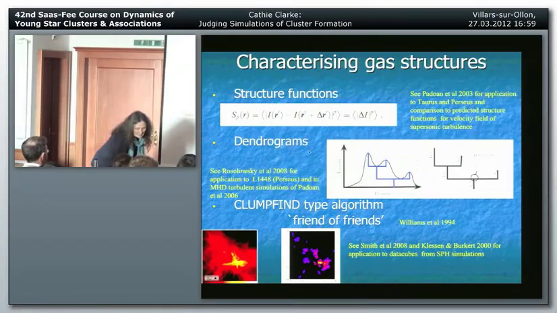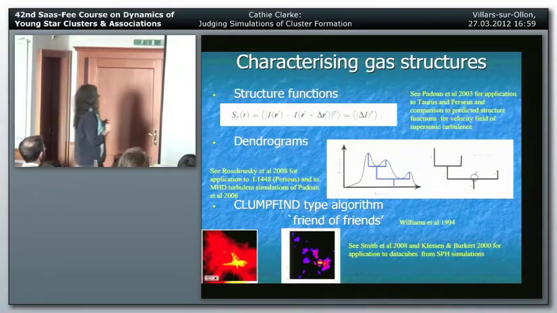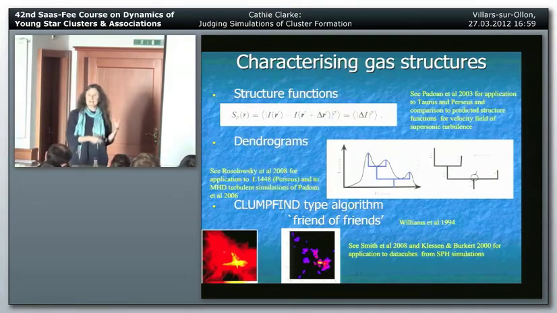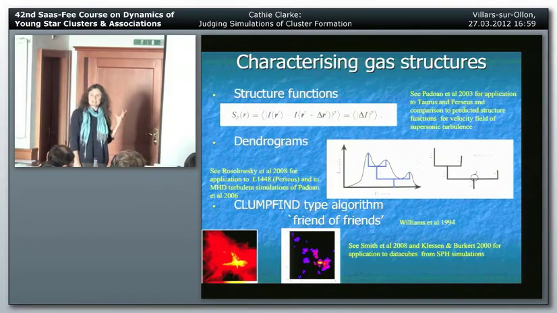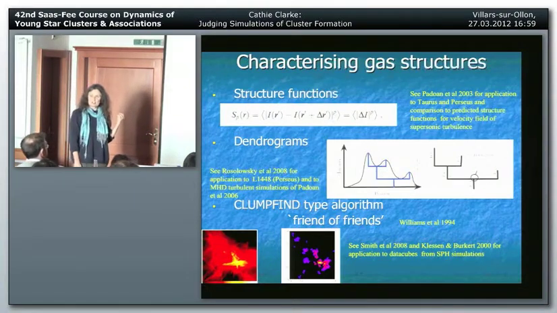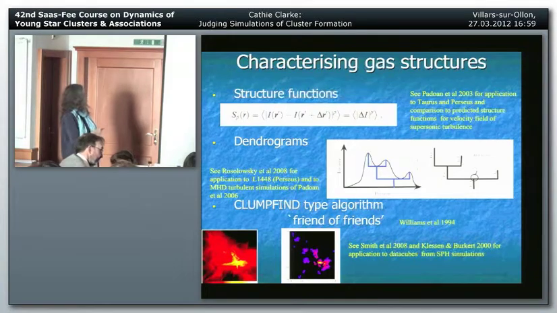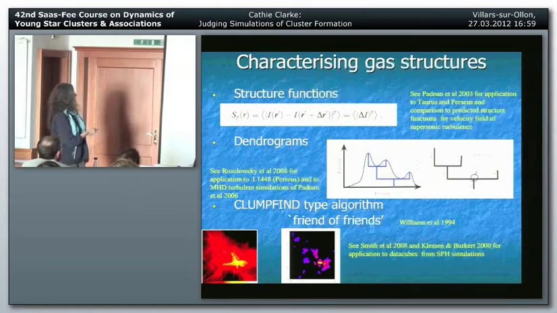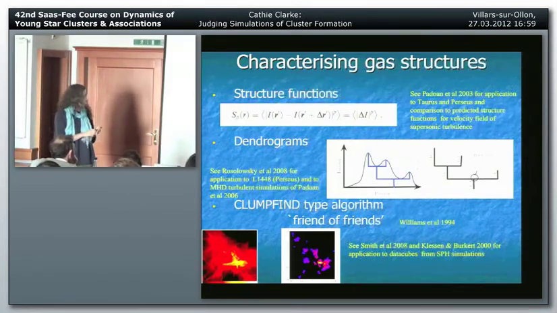So, starting off with, how would you want to characterise the gas structures? Now, obviously, this slide is far too busy for you to take it all in. So it's just that if you're into wondering whether the gas structures in a simulation are comparable with what observers see, there are a variety of different ways of characterising structures in the gas. And just a couple of them, with a pointer to structure functions, and use of dendrograms by Rosolowsky. Not going to explain any of this, it's just there if you want to follow it up.